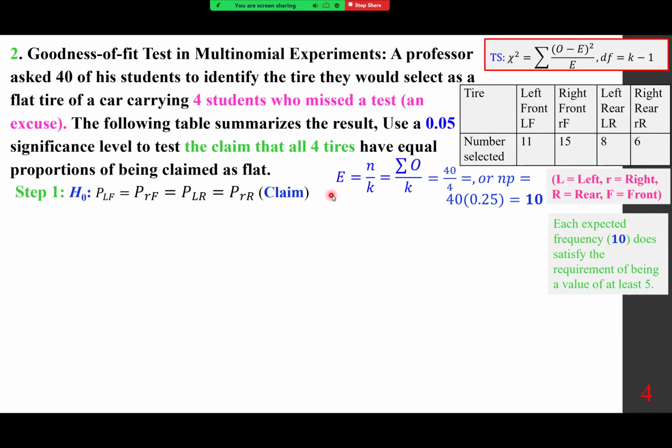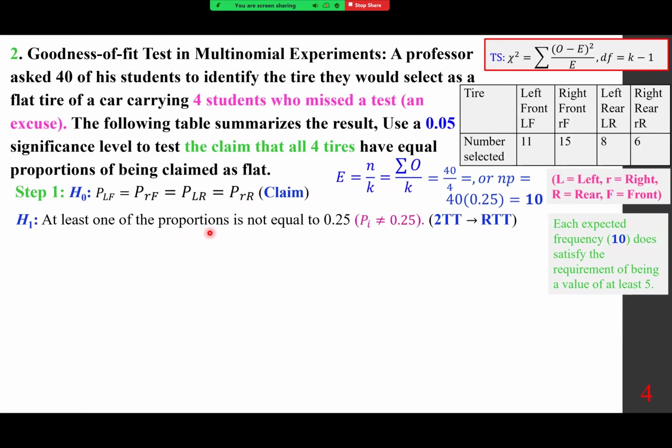In general, it is 1 divided by the number of categories. If there are 10 categories, 1 divided by 10. If 8 categories, 1 divided by 8. That would be the probability if they are equally likely. And H1: at least one of the proportions is not equal to 0.25, or P sub i is not equal to 0.25. It's a two-tailed test, but we are going to go with a right-tailed test. Remember, I told you that.